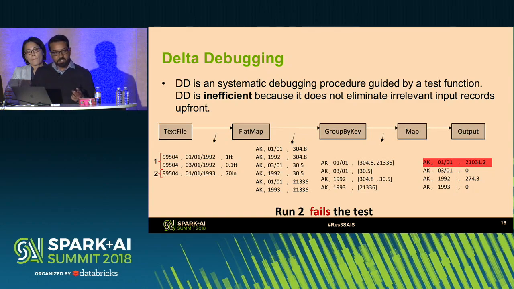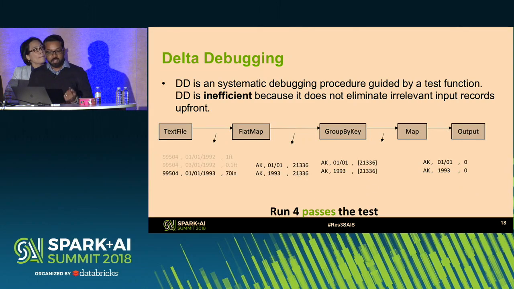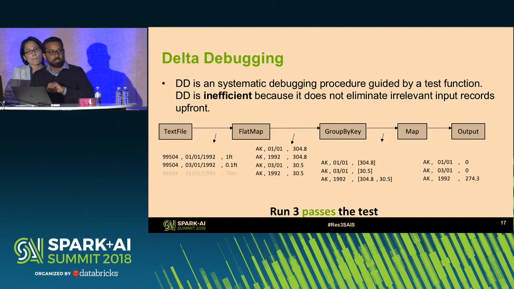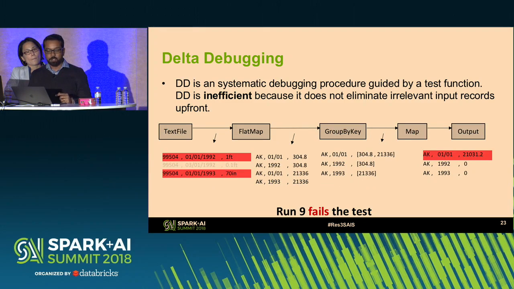Then it again splits the data in half, tries the first half of the data, that passes the test. It tries the second half of the data, that also passes the test. Then it tries more finer-grained configurations of the input. So let's say we start by removing the last element, it tests the first two, and then it tests by removing the first two elements, and tests the other one. And similarly, you just keep on doing this repetitive procedure until you get the most precise input records that are responsible for generating the test failure again.